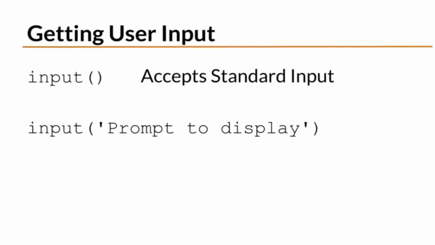Use the built-in function input to accept standard input. By default, standard input comes from a person typing at the keyboard. This allows you to prompt the user for input. In advanced cases, standard input can come from other sources. For example, you can send the output of one command as the standard input to another command using pipes.